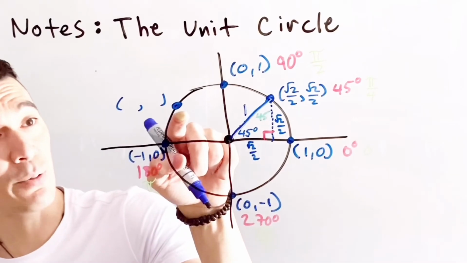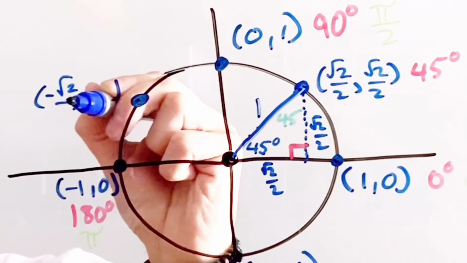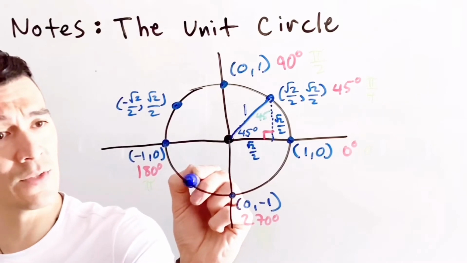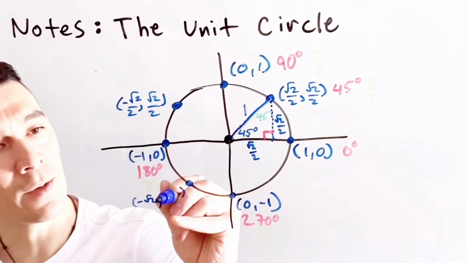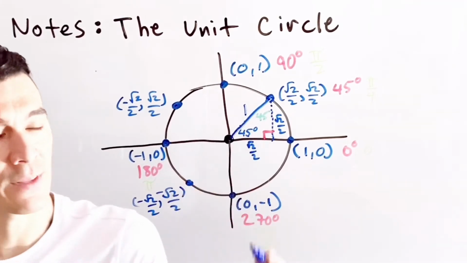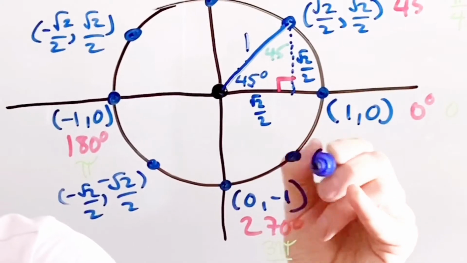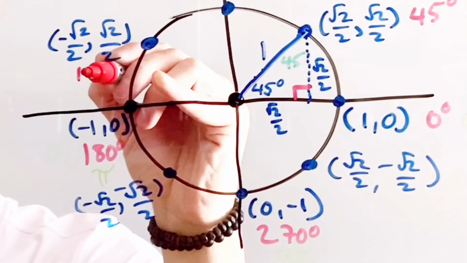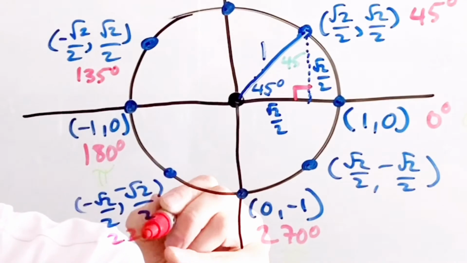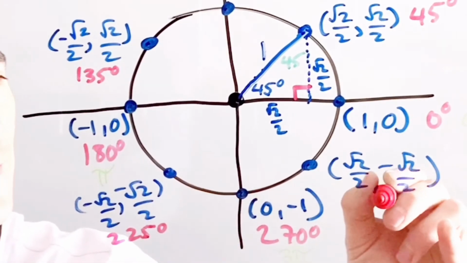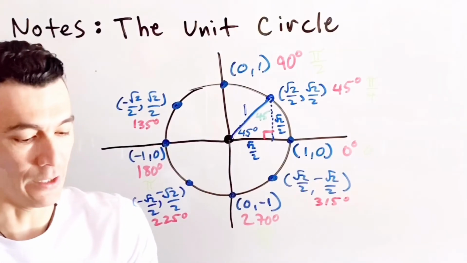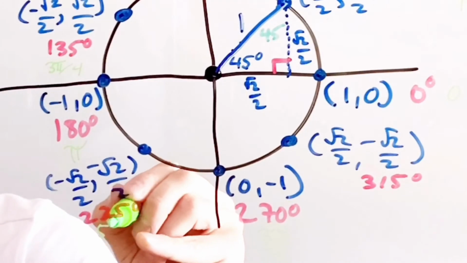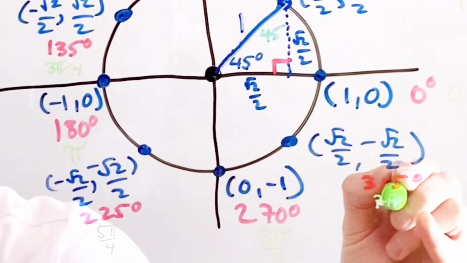Well, if you know this one, then you know this one, because really they have the same numbers. It's just that this point has an x coordinate that is negative, but everything else stays the same. And you know what? If you know this one, then you know this one. And in this location here, both of the numbers would be negative because you're in quadrant 3. And we also know this one. And here the x is positive and the y is negative. This one would be 135. This would be 225. And this would be 315. In terms of radians, this one would be 3 pi over 4, 5 pi over 4, and 7 pi over 4.